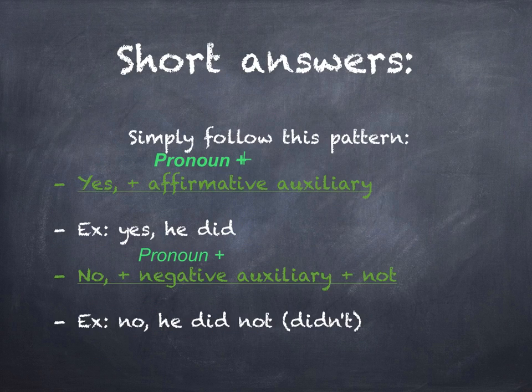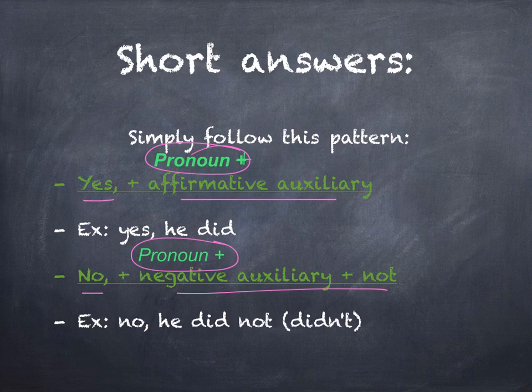To answer a yes/no question, you need to use a short answer. So to do it, it depends. You have to use yes or no, depending if the answer is affirmative or negative. Then use the pronoun, and then the auxiliary, did or did not. As in the example, did he come to the party yesterday? Yes, he did. Or no, he did not.